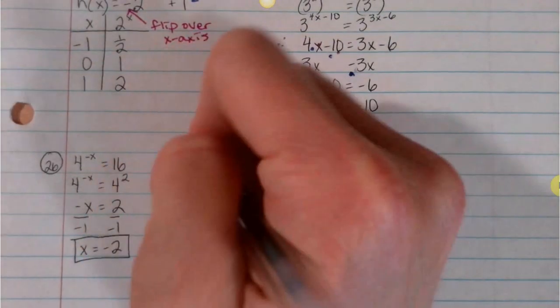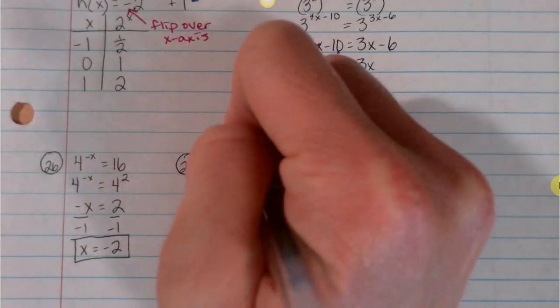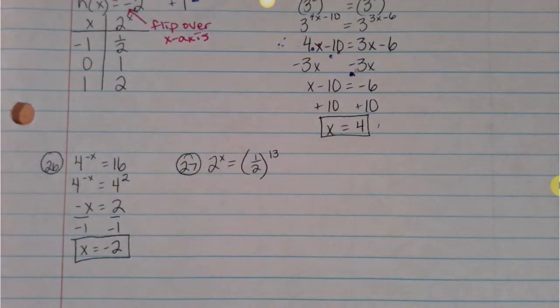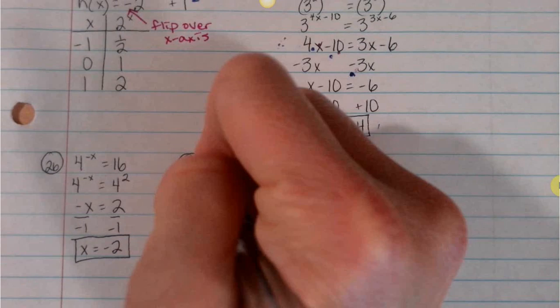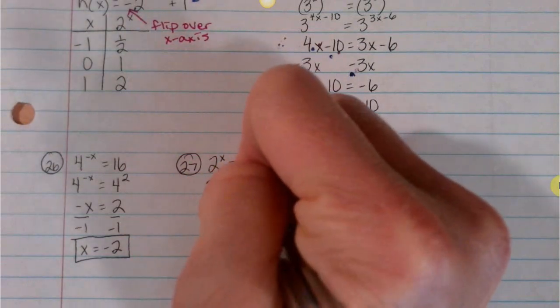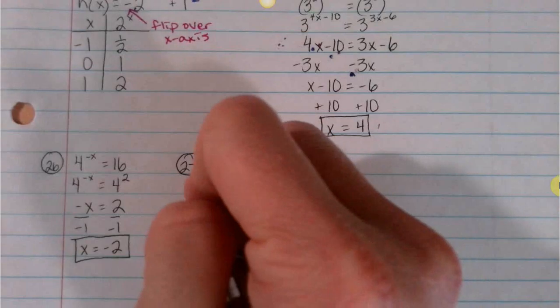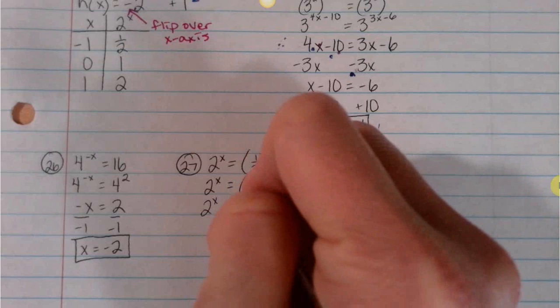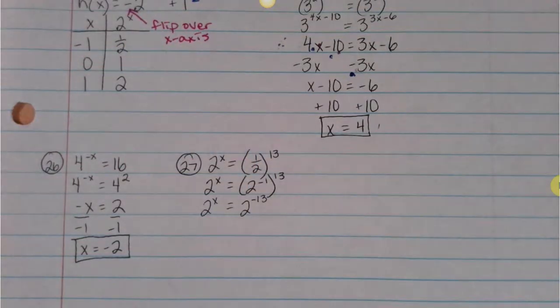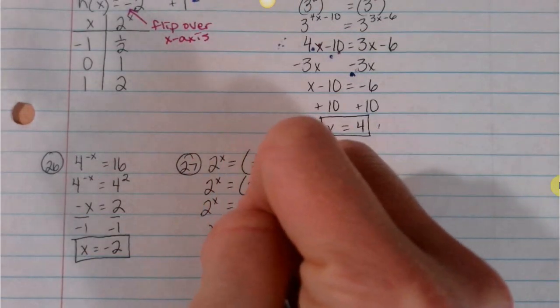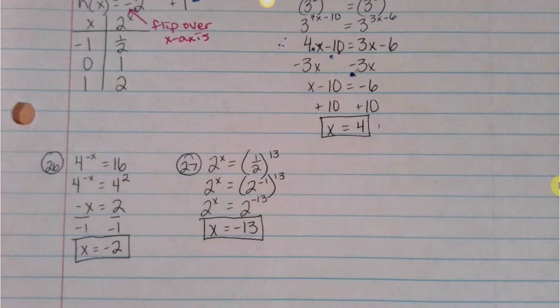Number 27, 2 to the x equals 1/2 to the 13th. So 1/2, we can get that 2 out of the denominator by raising it to the negative 1. So 1/2 is the same as 2 to the negative 1. And then we can multiply our exponents on the right side to give us 2 to the negative 13. And now because we see that base of 2 in common on both sides, we can drop the bases and just set the exponents equal. And that gives us x equals negative 13.